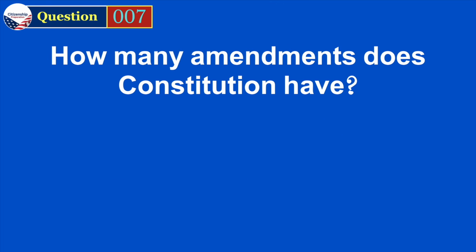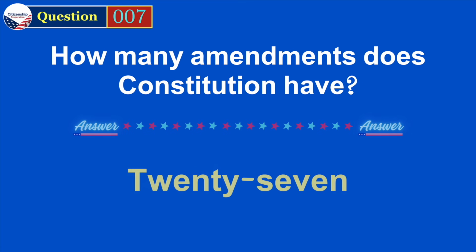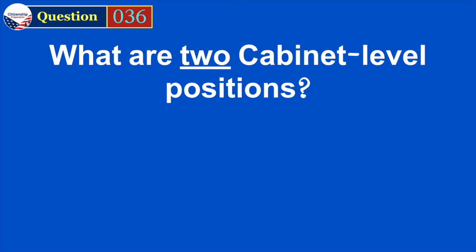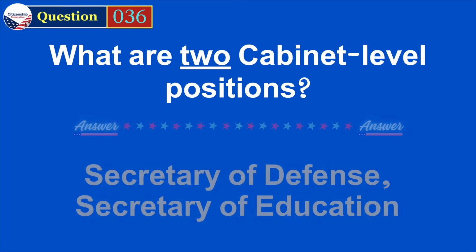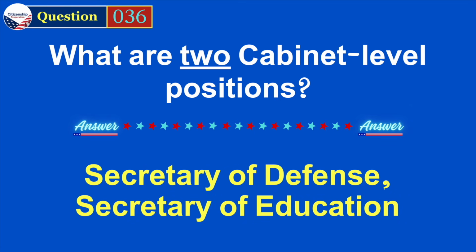How many amendments does the Constitution have? 27. What are two cabinet-level positions? Secretary of Defense, Secretary of Education.